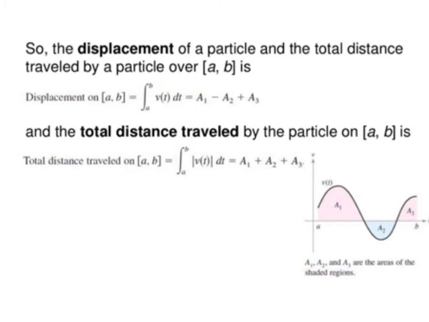But for the total distance traveled by the particle, it doesn't matter whether it is going to the right or to the left. It's just a distance, right? Just a number. So in that case, you would take the absolute value of the velocity function, and you would, in essence, add the three areas together. So this is huge in calculus, that you realize which one you're talking about, displacement or total distance.